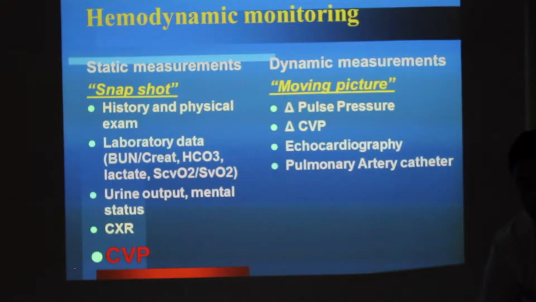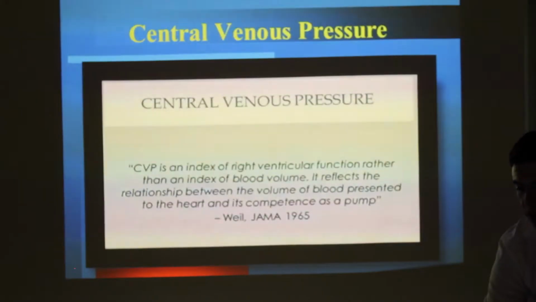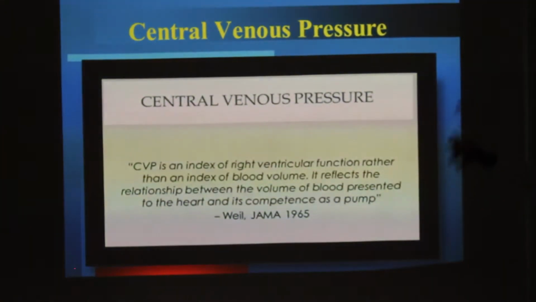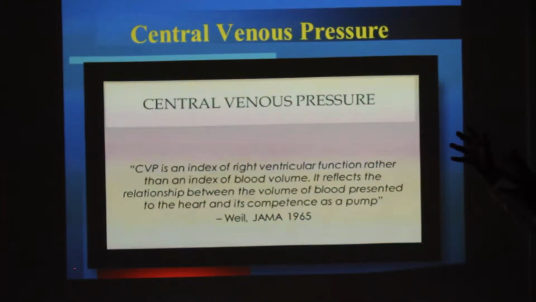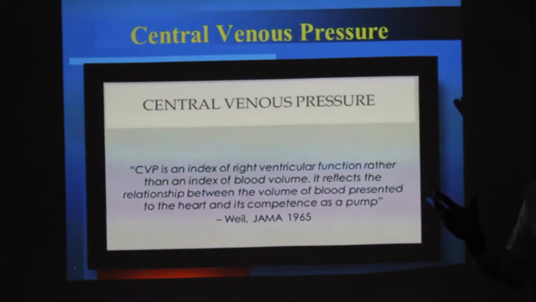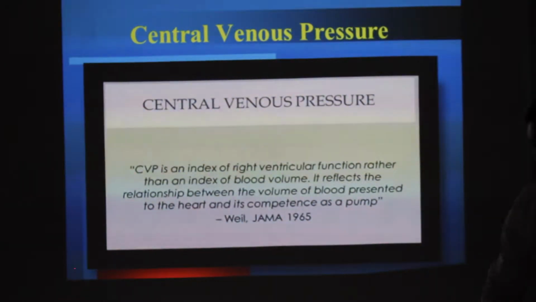So CVP is a static measurement. Maxwell, a well-known critical care anesthesiologist, back in 1965 mentioned CVP is an index of right ventricular function rather than an index of blood volume. It reflects the relationship between the volume of blood presented to the heart and its competence as a pump. So it's a pressure. It tells you about the preload, but it doesn't tell you about preload responsiveness or volume responsiveness, basically.